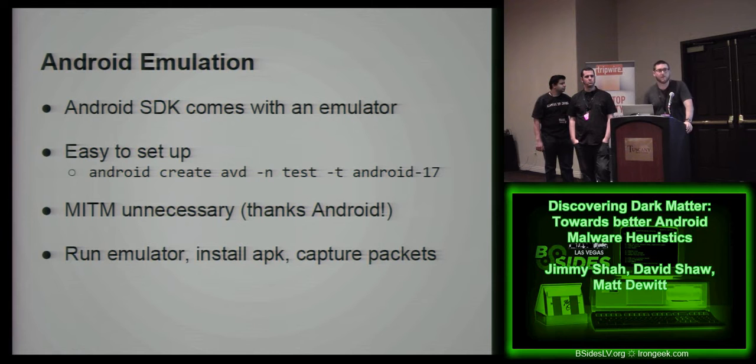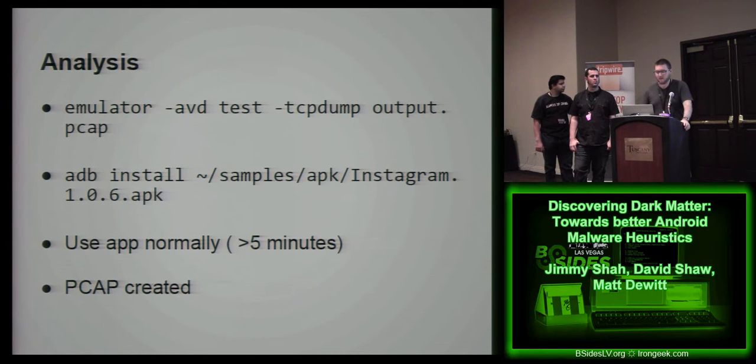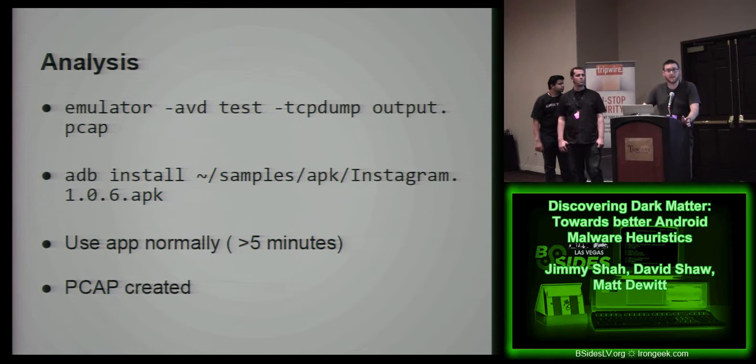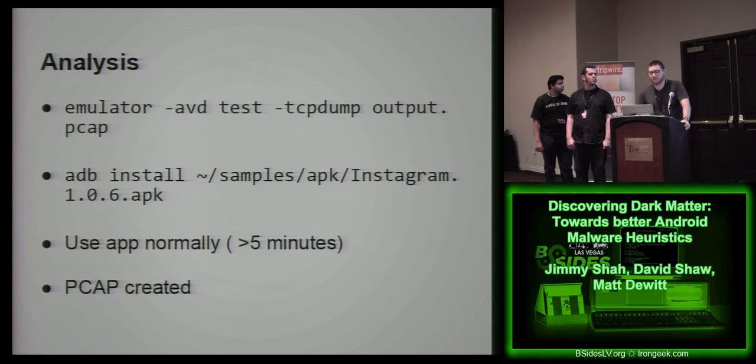And at first, for our first layer of inspecting this, a man in the middle is unnecessary because Android actually lets us capture all the traffic. So our methodology here is going to be to run the emulator, install the APK, capture the packets, and then perform analysis on that. You can see here you run it with just the TCP flag, pretty straightforward, and it dumps out a PCAP. You can then use ADB to install, in this case we did Instagram 106. And then you want to use the app normally for greater than 5 minutes.